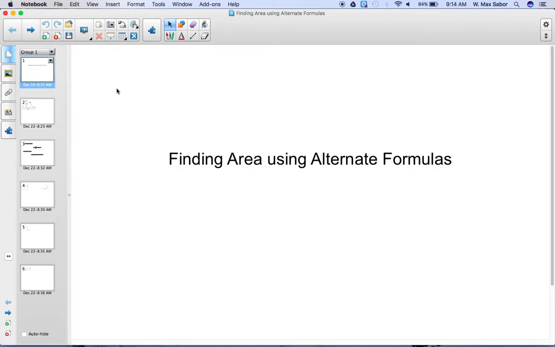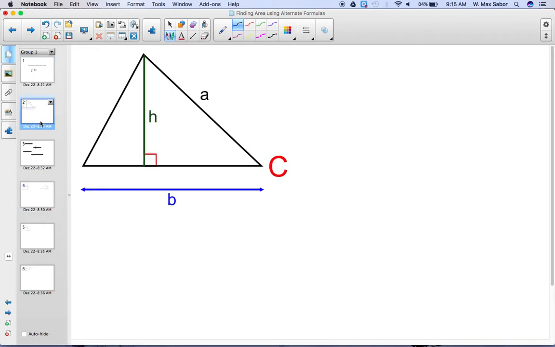How do we find areas of triangles specifically using alternate formulas? Well, we know that the area of a triangle is given by 1/2 times the base times the height. But how can we do that if we're not given the base and the height? Well, one way is to look at it in terms of this diagram.